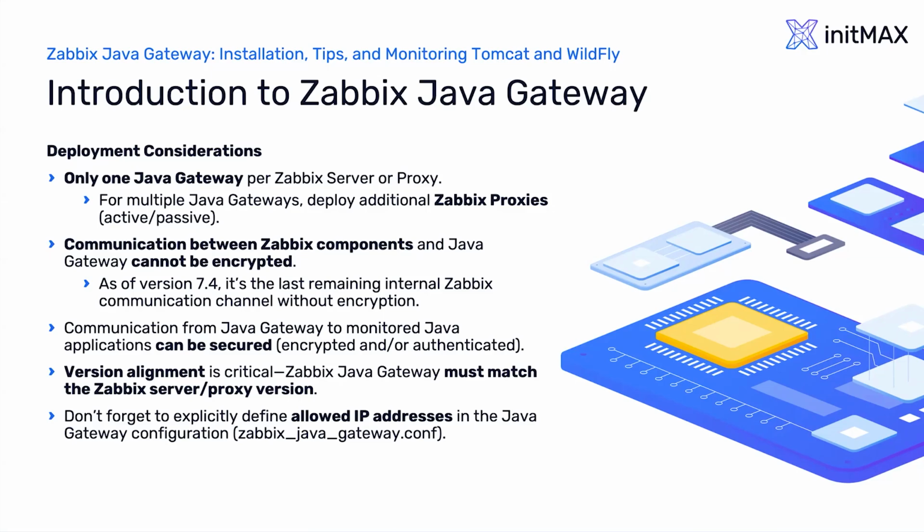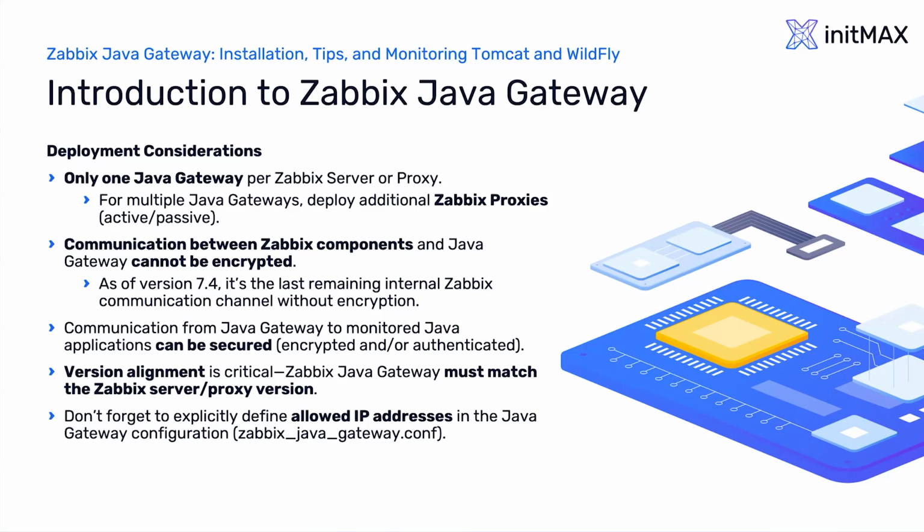The version alignment is also critical, very similar to Zabbix proxy. Zabbix Java Gateway must match the Zabbix server or proxy major version. If the minor versions differ, that's fine. As an example, you could have Zabbix Java Gateway 8.0.1 and Zabbix Server 8.0.5, and that's going to work perfectly fine. But if you have Zabbix Java Gateway 7.4 and Zabbix Server 8.0, that is not going to work. So the major versions, the first two digits, must be the same.